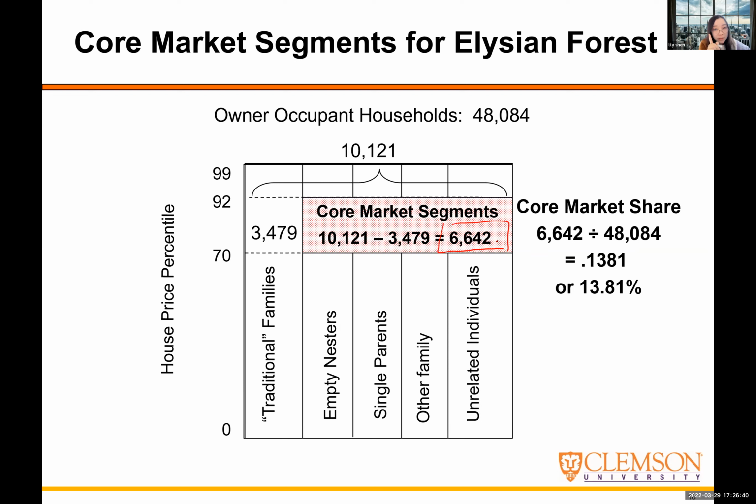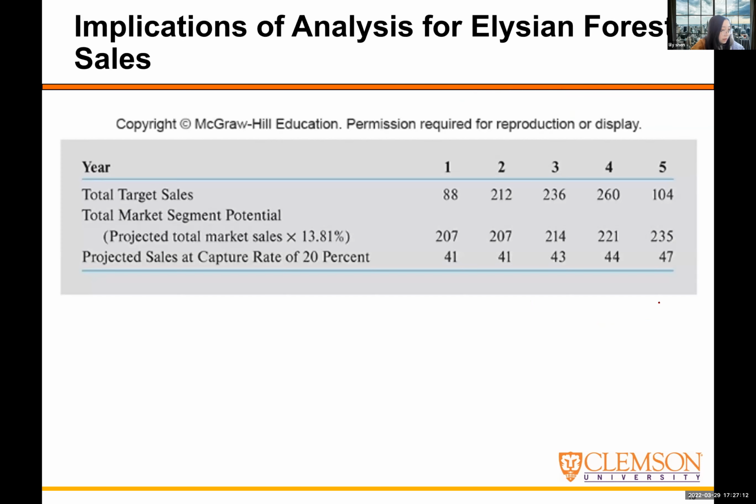So very importantly, write it down. If I ask you to calculate the market share of this project, it is the total maximum potential people who can buy their homes divided by the overall owner-occupied households in University City. So we have 13.8%.